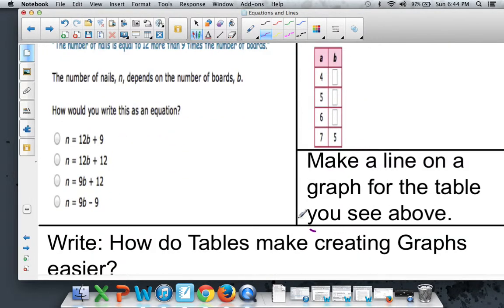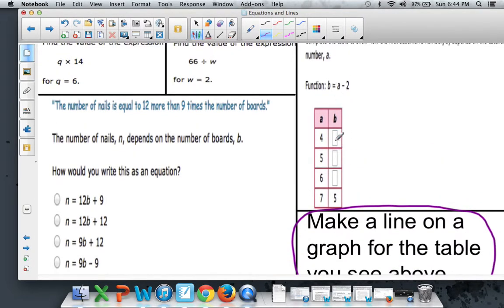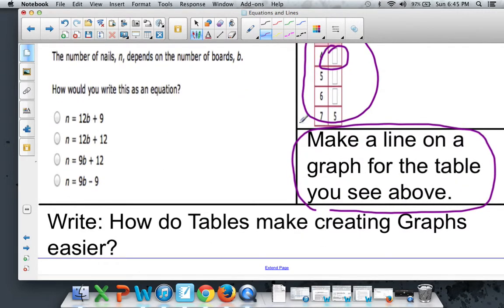And right here, I want you to make a line on a graph for the table you see above. So that after you fill in this table right here, you'll have ordered pairs, right? You'll have ordered pairs because the table gives you ordered pairs. And once you have those ordered pairs, I want you to make a little graph, put the dots for the ordered pair, connect the dots. I want you to do all that business.